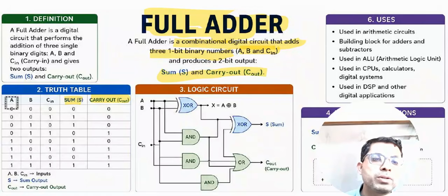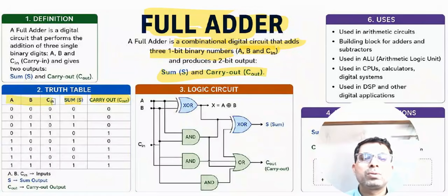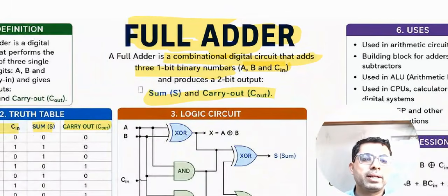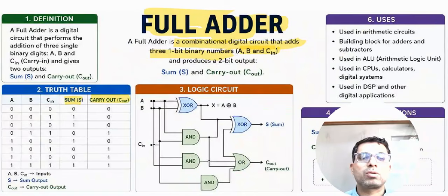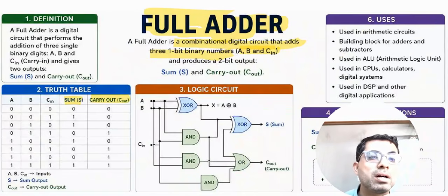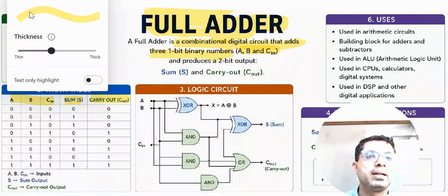Now, how many inputs have I told you? 2 inputs, right? Wait a minute. Yes, how many inputs have I told you? 3 inputs. That is A, B and C, right?